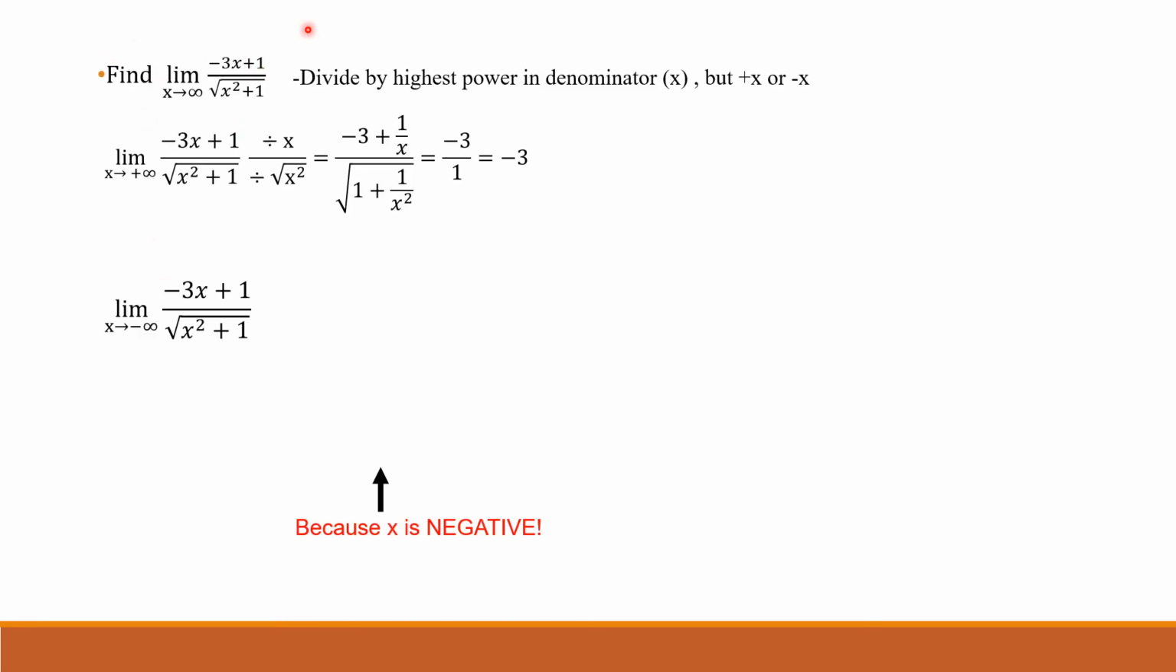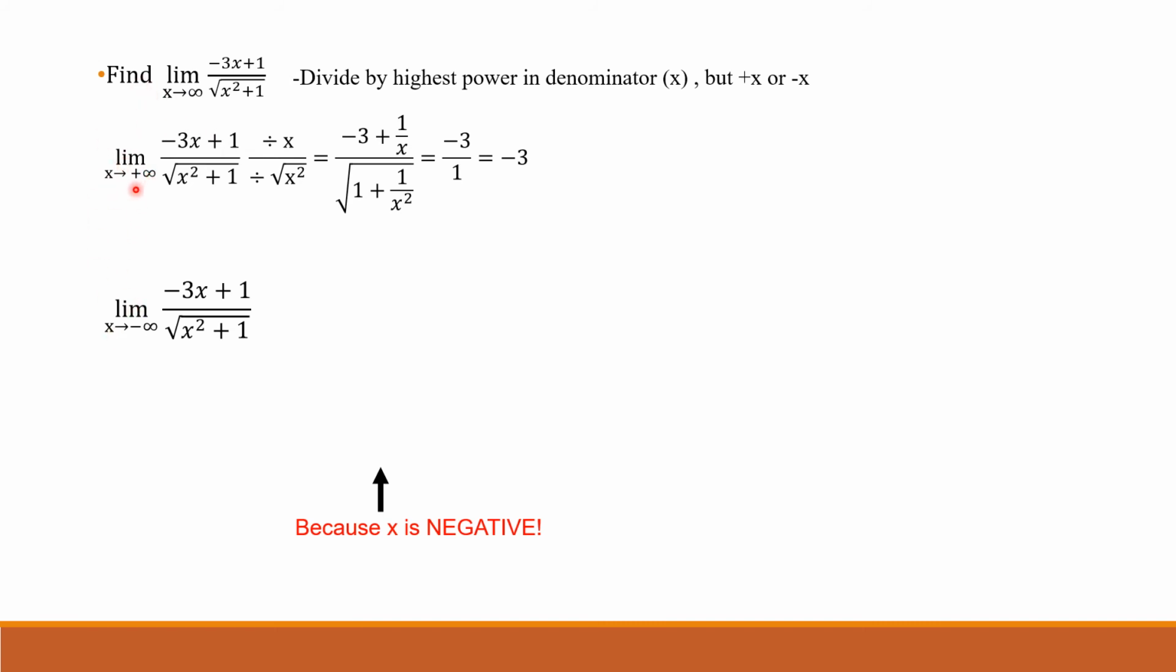Here is another example. Alright, another rational function with a square root. So here I need to divide by the highest power in the denominator. Highest power in the denominator is not x squared, it is actually x. Because x squared and a square root both cancel, the square root and the power 2 cancel each other. So actually the highest power is x. But is it a positive x or negative x? Well, he didn't tell me if it is positive or negative infinity, so I need to actually evaluate both.